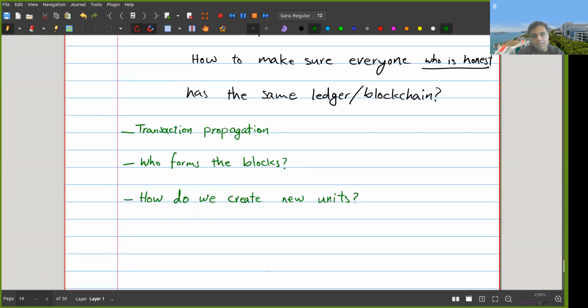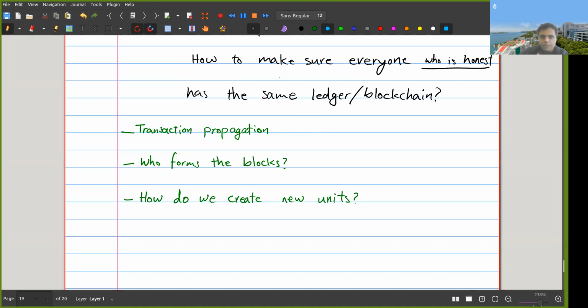So let's try to do these things one by one, and let's try to do them from easiest to hardest. In the first case, I just want to look at this problem: how do we do transaction propagation? Let's call this problem number 1, maybe. So this is easy, right? Because you can just do it the same way that any distributed gossip protocol works. For example, if you've used torrents, that's also probably how torrents work.